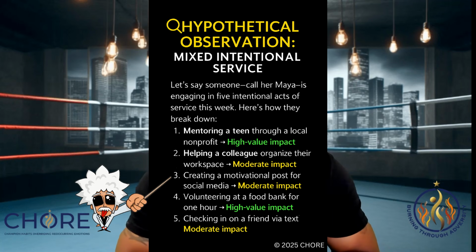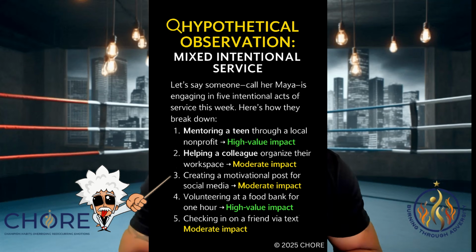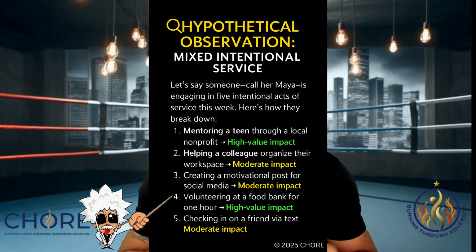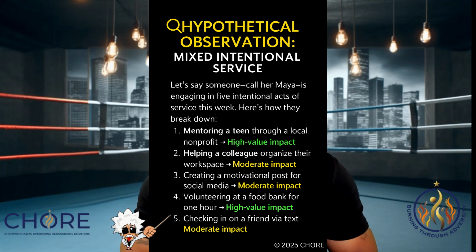And then number three is creating a motivational post for social media. That has some heavy potential, but very broad. So we're going to call that moderate impact too. You have to have some consistency and compounding there over time to build that, so that's going to take time. And then we have volunteering at a food bank for an hour. That's a high value impact. Most definitely serving. That's what we're talking about, that purposeful serving. And then number five, we've got checking in on a friend via text. Not in person, text. We're going to call that moderate impact too.